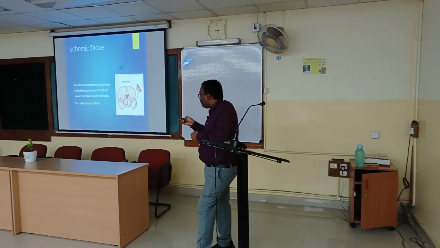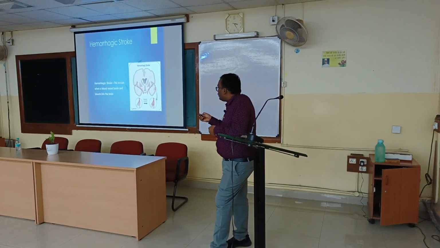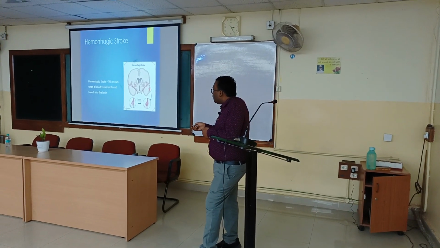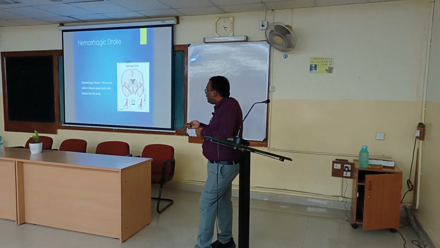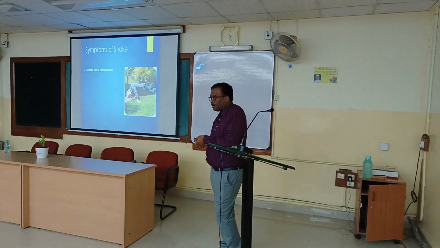So when the blood circulation comes down, it is called ischemic stroke. This also involves when the blood vessel gets burst, then the bleed occurs into the brain, and that is called hemorrhagic stroke. So how do we identify a stroke?